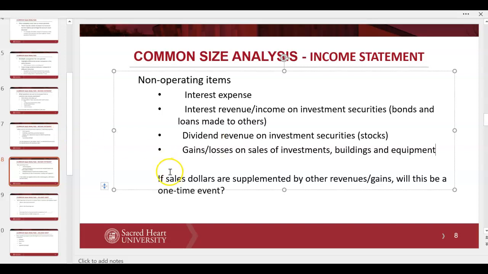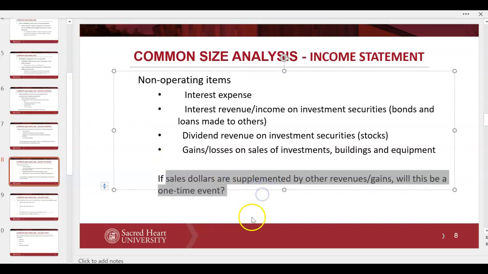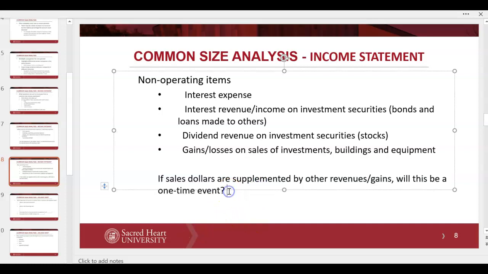So if our sales dollars are supplemented by other revenues and gains, will this be a one-time event? That's why we care about the non-operating items as a percentage of sales. Sales is not driving these non-operating items, but how much of our sales is being supplemented by this? Obviously, it's better to have these other revenues and gains, but they're less likely to persist into the future.